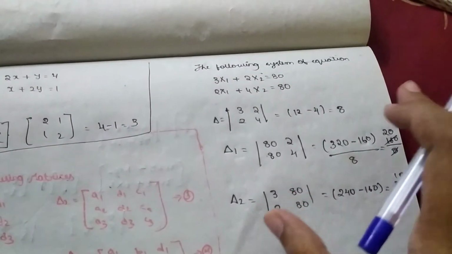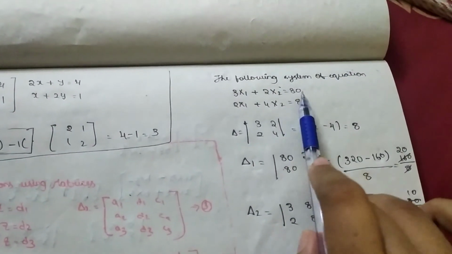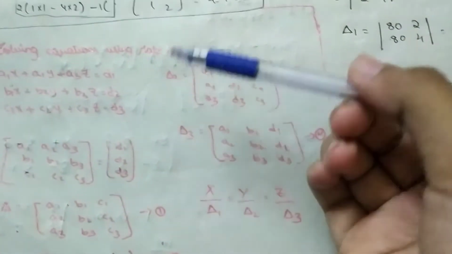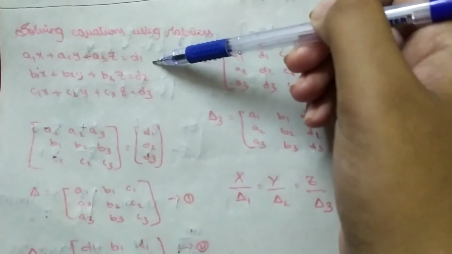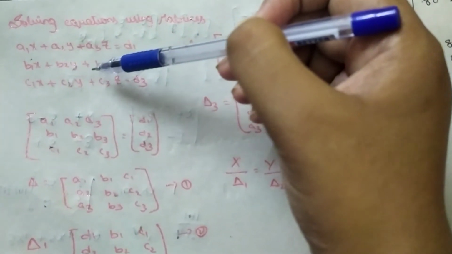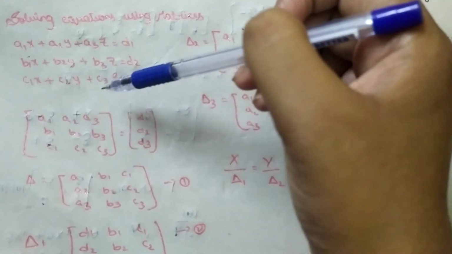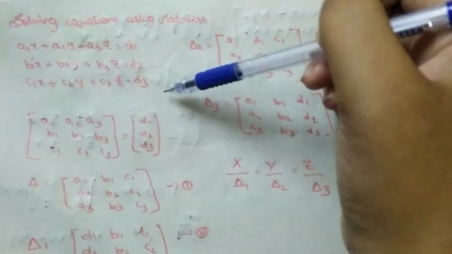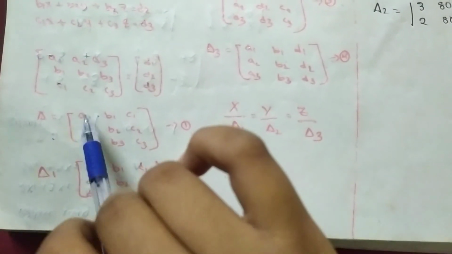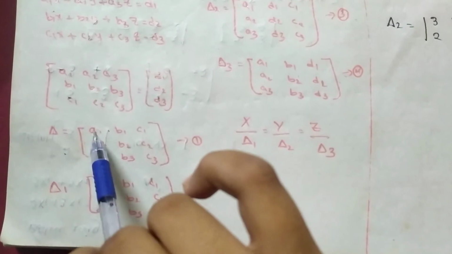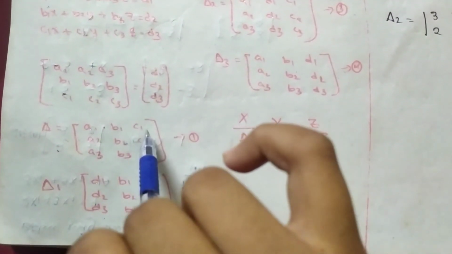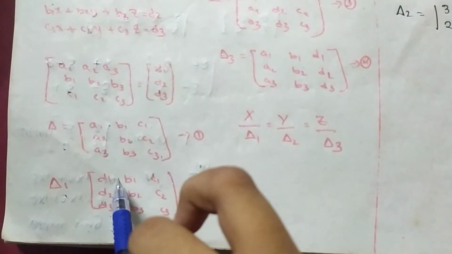Now the last topic, which is if they give the equations, how to solve using the matrix. See, in this format all the equations are there: a1x plus a2y plus a3z equals d1, b1x plus b2y plus b3z equals d2, c1x plus c2y plus c3z equals d3. In this format the equations are there. So at that time you have to write the matrix in this form. Delta equals a1 a2 a3, b1 b2 b3, c1 c2 c3. Delta 1 equals d1 d2 d3.